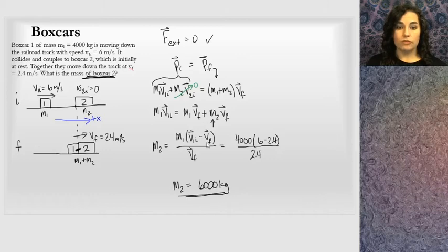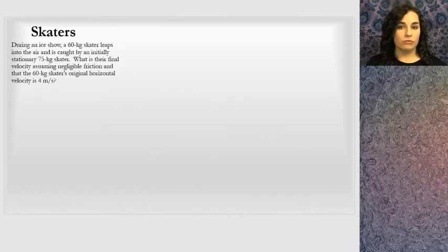This is a straightforward application of conservation of momentum. I drew an initial and final picture. I assigned a coordinate system. I double checked that the external force is 0, and then that allowed me to set p initial equal to p final. Followed through my algebra, and I solved for my unknown. I have a second problem, very, very similar.